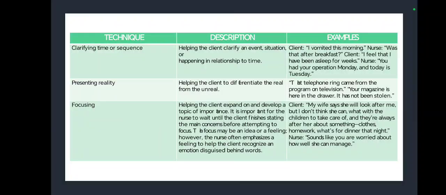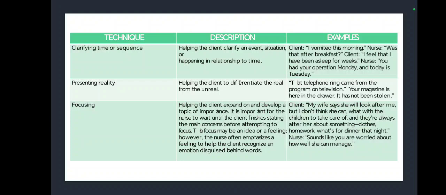Another is clarifying time or sequence, helping the client identify or clarify an event, situation, or happening in relation to time. So, such as, I vomited this morning. So, was that after breakfast? I feel that I have been asleep for weeks. You had your operation Monday and today is Tuesday. So, at some point, this is just like orientation. Orientating the patient to time, place, and person.